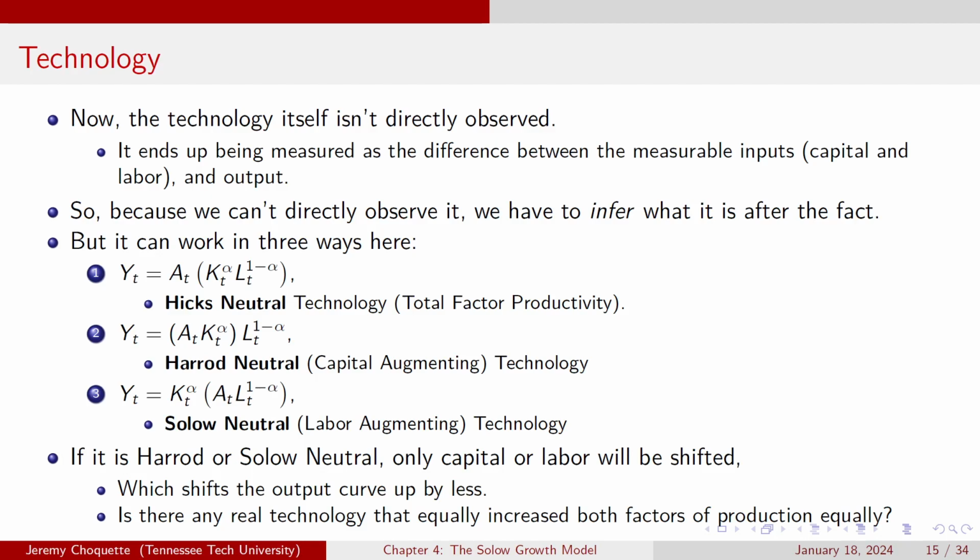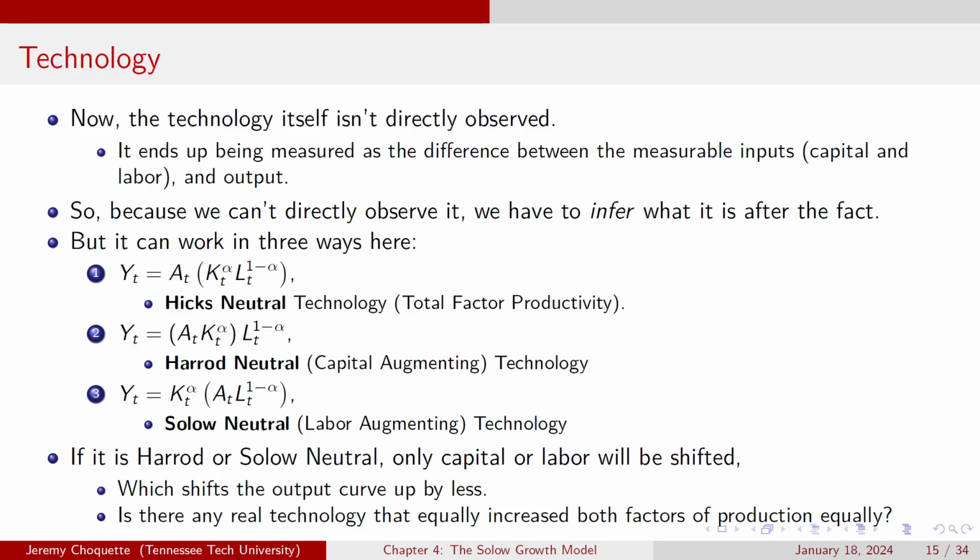So because we're not directly observing it, really what we have to do is infer what it is after the fact. For those of you that have had statistics or maybe econometrics, if you've taken either, think about that residual. So you've got y equals x times beta plus epsilon. That epsilon is actually here. That is technology. It's the total factor productivity.